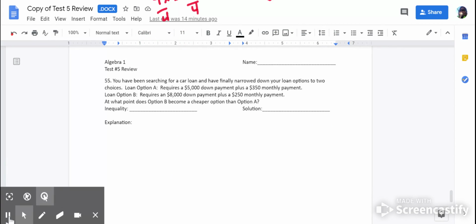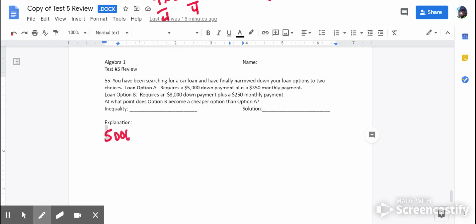Finally, you've been searching for a car loan and have finally narrowed down your loan options to 2 choices. Loan option A requires $5,000 down payment plus $350 monthly. Option B requires $8,000 down payment plus $250 monthly. We have to be careful of what it's asking us here. At what point does option B become cheaper than option A?